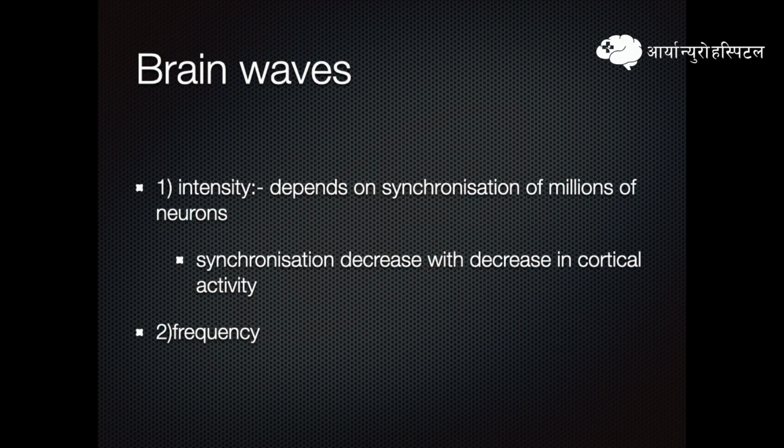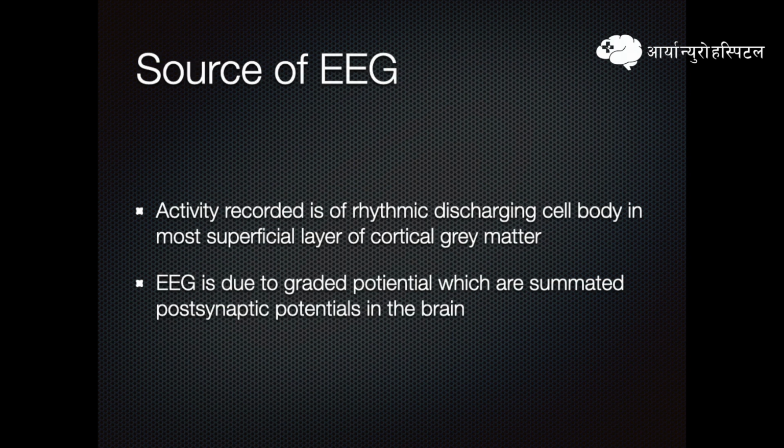Features of brain waves depend on the intensity and frequency. Intensity depends on synchronization of millions of neurons. The synchronization of the neurons decreases with decrease in brain cortical activity. EEG activity recorded is of rhythmic discharging cell body in the most superficial layer of cortical gray matter. The recording of EEG is due to graded potentials, which are summated postsynaptic potentials in the brain.